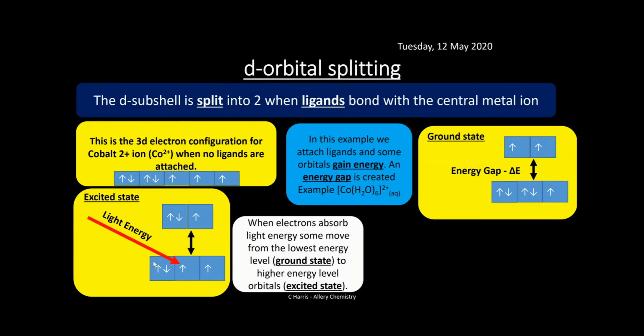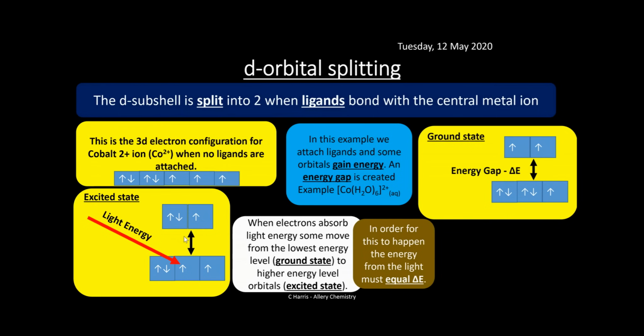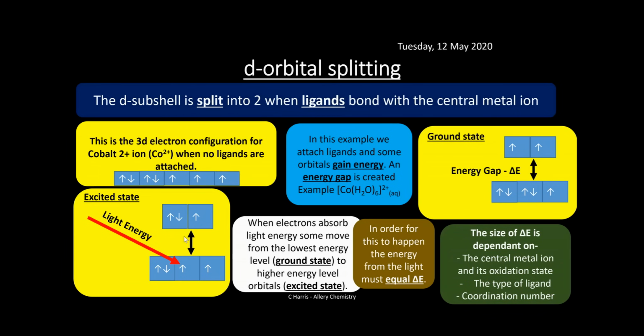The energy that we put in must equal the energy of the gap here. It is dependent upon that. So in order for this to happen, the energy from the light must equal your delta energy, that energy gap there. The size of that delta E, the size of that gap, is dependent on a few things, okay?